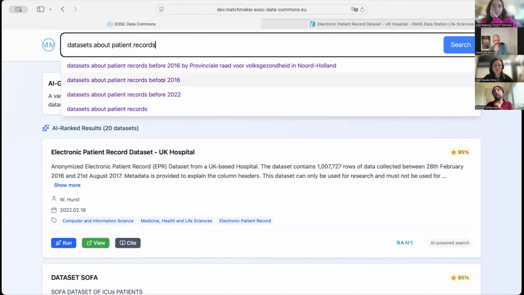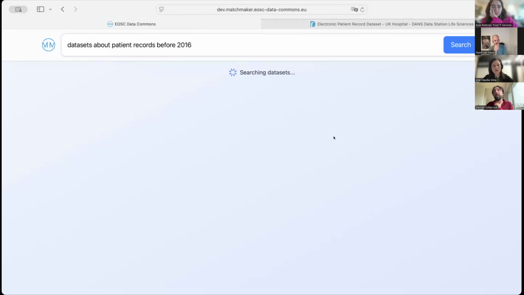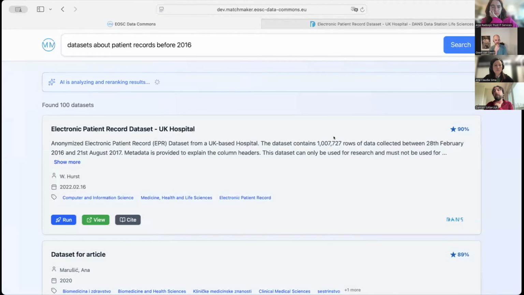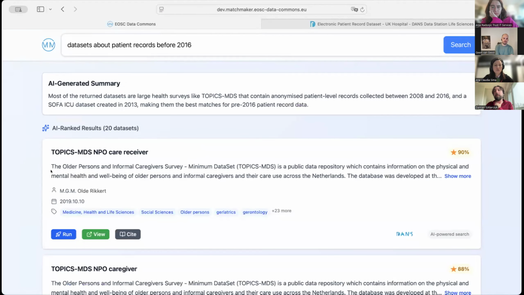So the more specific, the better. For example, if you want to search for data sets before a certain point in time, you can also do this. And you will have a re-ranking based on AI, which will result in improved results. So here we don't see the result from previously because it was not older than 2016. And you can further refine until you get to the specific part that you are interested in. And you always get a summary of the data sets that are available in the platform.